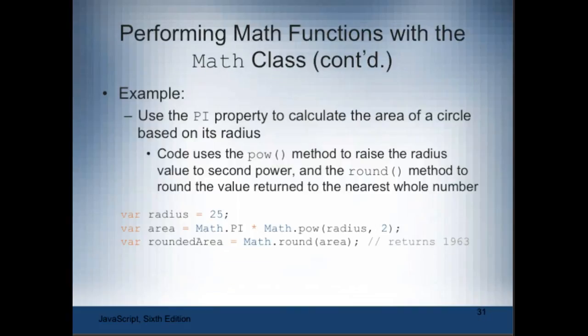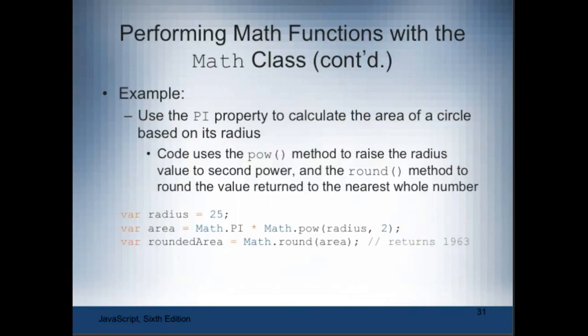As an example of how to use the properties of the Math object, the following code shows how to use the PI property to calculate the area of a circle based on its radius. As you probably remember from math class, the area of a circle is given by pi r squared. The code also uses the pow method to calculate the radius raised to the second power, and the round method to round the value returned to the nearest whole number.